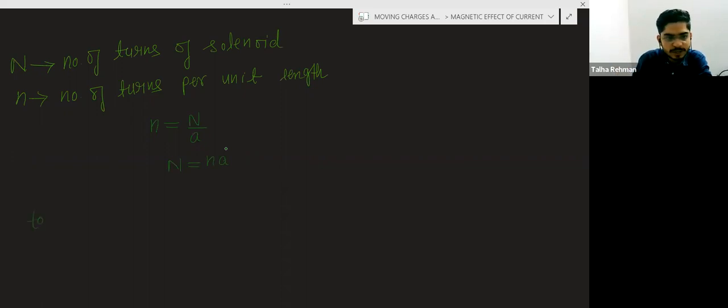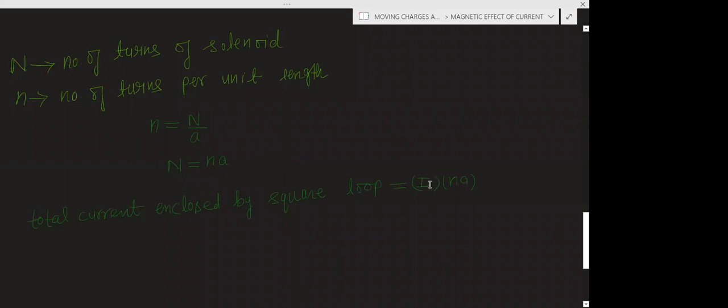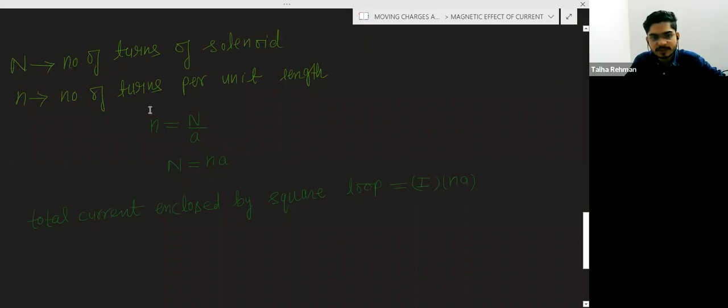So the total current enclosed by the square is equal to the current enclosed by one turn multiplied by the total number of turns. N is the total number of turns for the square loop. So this is your total current. I have taken the help of this small n. So this is the total current enclosed by the loop, that is, this is I in.